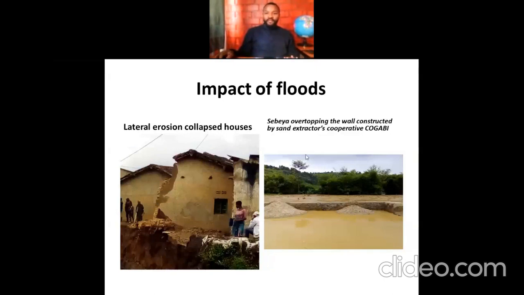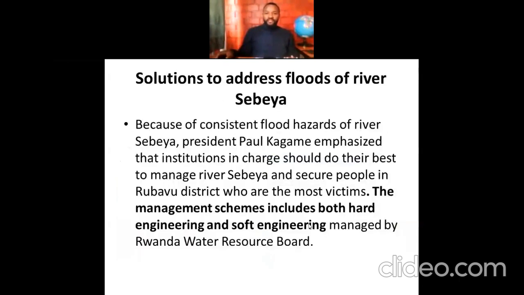This is the level of sand extractors, that is the Kogabi, where water has been able to go beyond the protective wall and flooded the sand extraction.